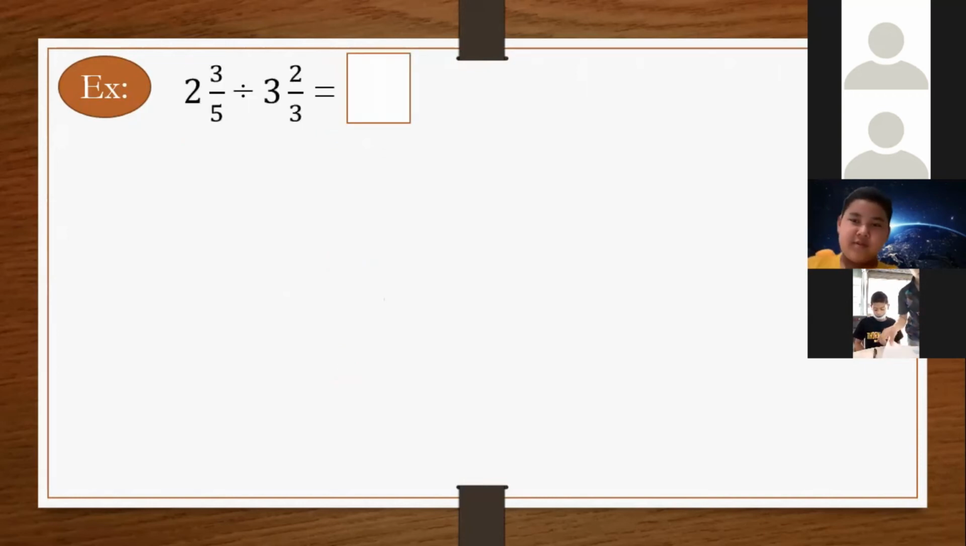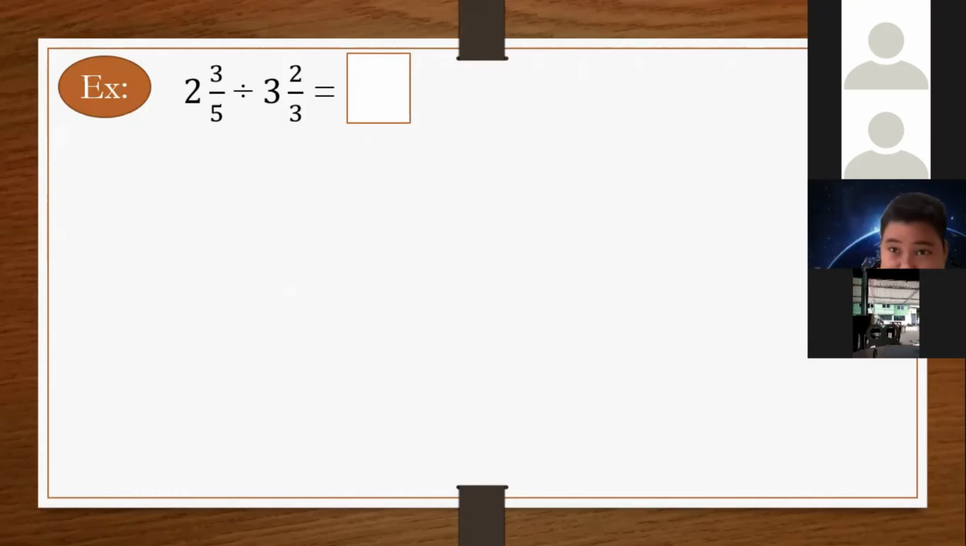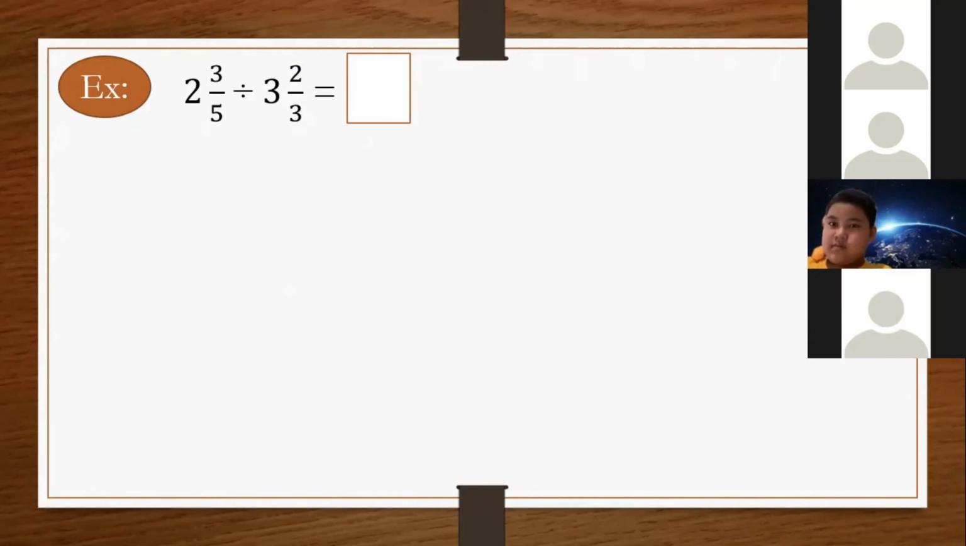Next, for example 3, we have 2 and 3 over 5 divided by 3 and 2 over 3. First step here is to convert the mixed number to improper fraction. 5 times 2 plus 3. What's the answer? 13 over 5. Very good. How about 3 and 2 over 3? 11 over 3. So we have 13 over 5 divided by 11 over 3.